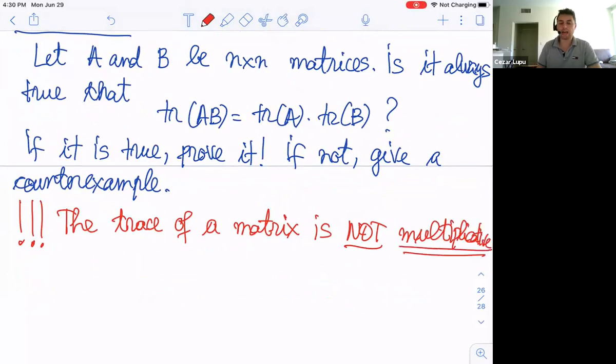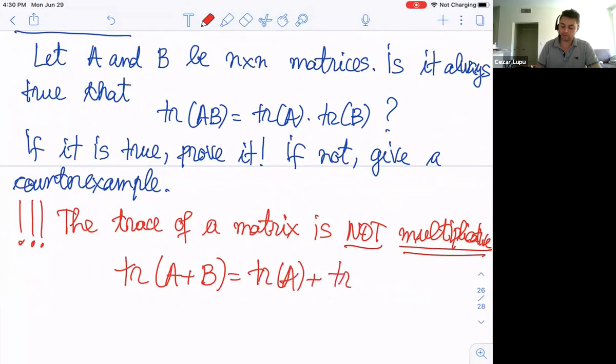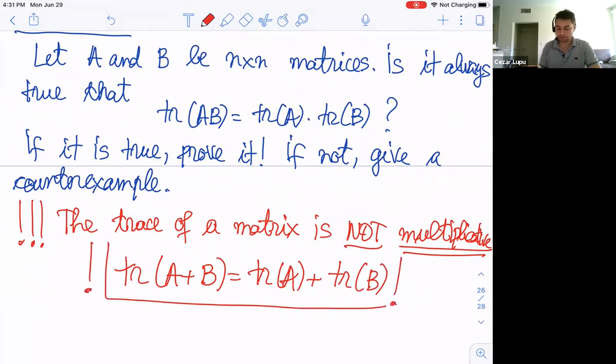Very important. It's only additive. So this holds true: trace of A plus B equals trace of A plus trace of B, which is very easy to prove. So keep that in mind. Make sure you don't make this mistake. That's why I always want to give you these counterexamples.